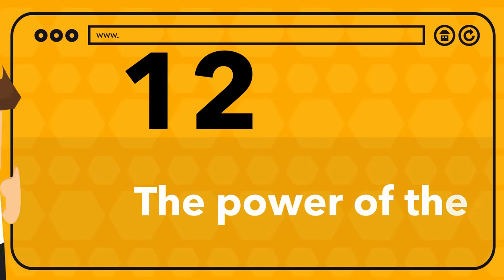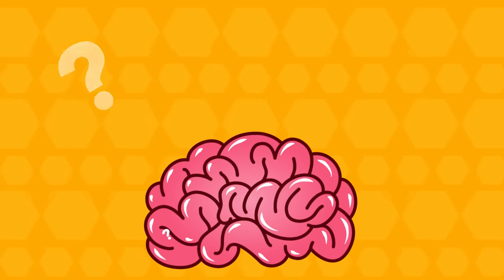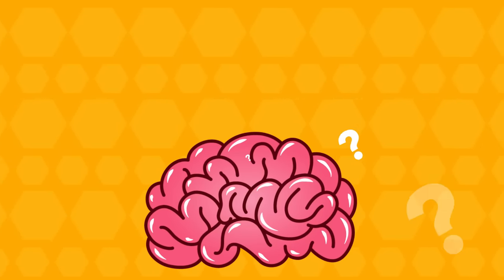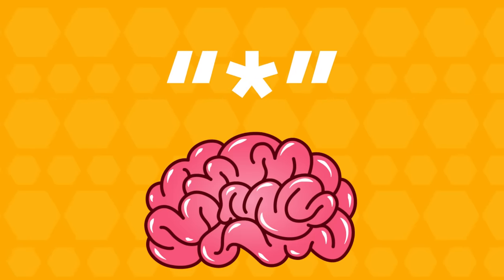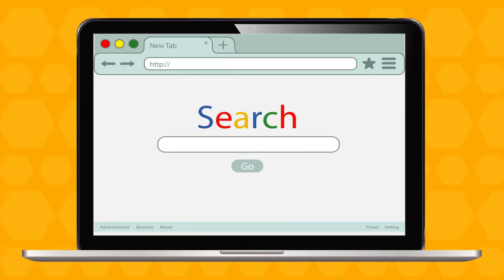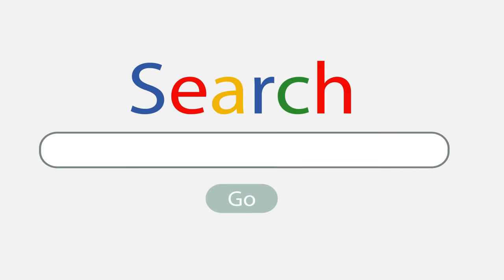Number 12, the power of the asterisk. When your cunning memory decides not to let us remember that one keyword, phrase, or number we need to find what we're looking for, you can turn to the powerful asterisk symbol. Just use it in the place of the word or phrase you can't remember, and you should be able to find the results you're looking for.